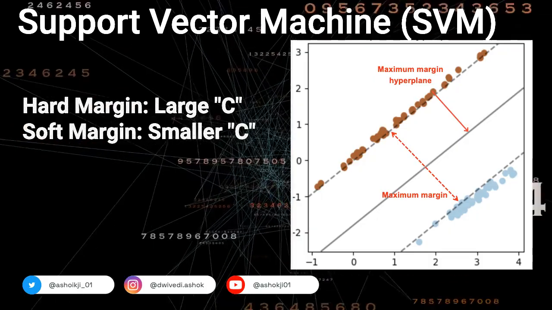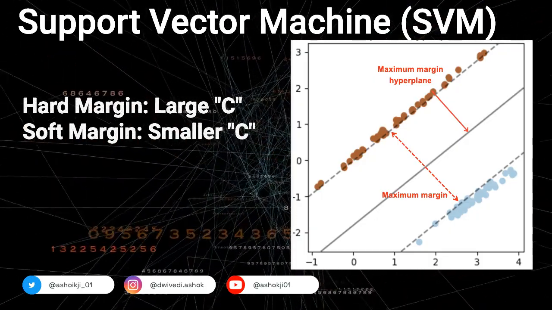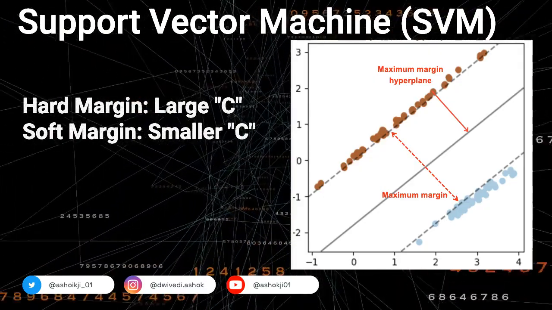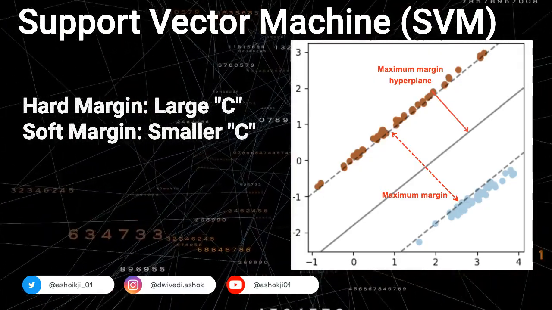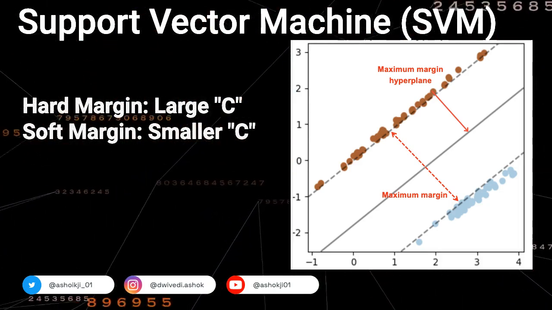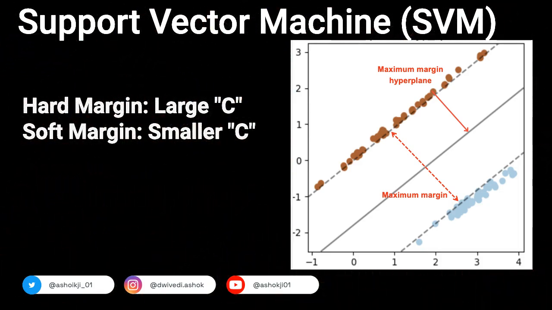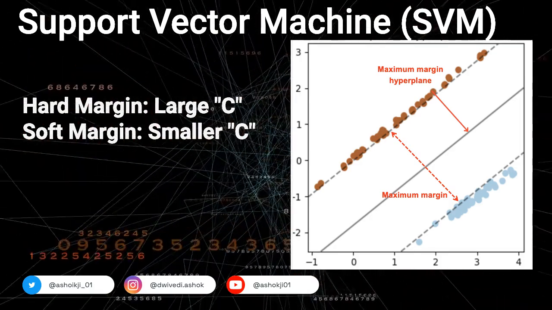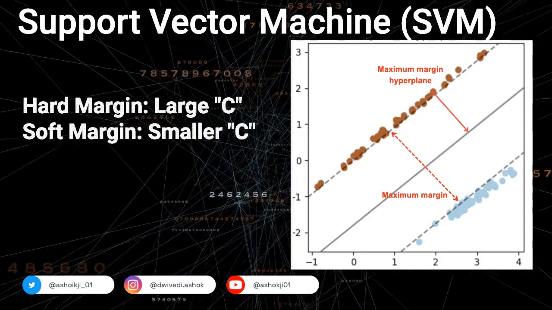For binary classification, SVM finds the optimal hyperplane that best separates data points of different classes. A hyperplane is a decision boundary that separates data points of one class from those of another class. For example, in a two-dimensional space, a hyperplane is a line. The optimal hyperplane maximizes the width of the gap between the two categories.